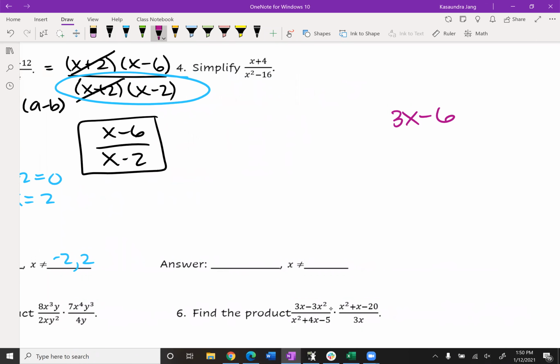3x minus 6 over x minus 2, that actually could be simplified down more because I can factor the numerator still. Remember GCF, greatest common factor? I can factor out a 3 out of the numerator. And now I have some factors that I can divide out. It would just get down to a plain old 3. All right, Chase, are you okay with that?